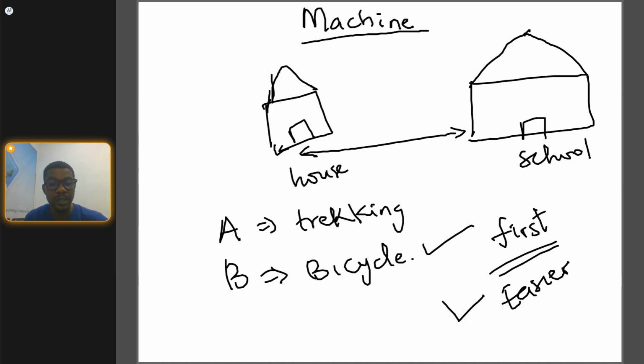The journey will be easier because it will not exhaust too much energy like someone that is trekking to the school. So it will make it faster for him, okay, and also it becomes what? Easier. So a machine is what? A device and equipment that makes work faster and easier. I believe we get that. So that is just a simple illustration of what a machine is.